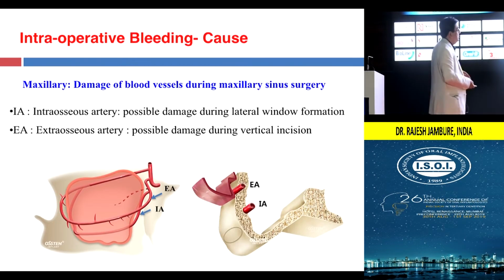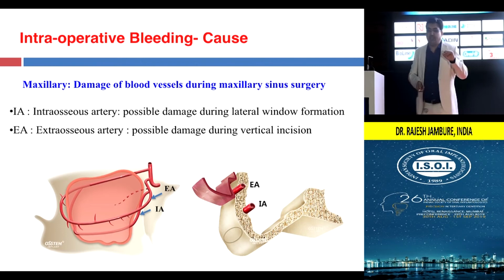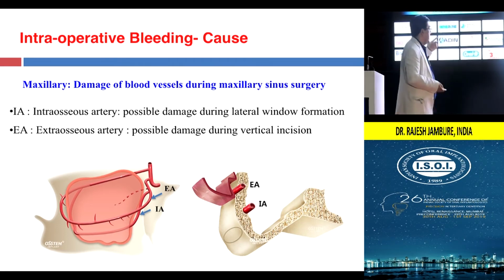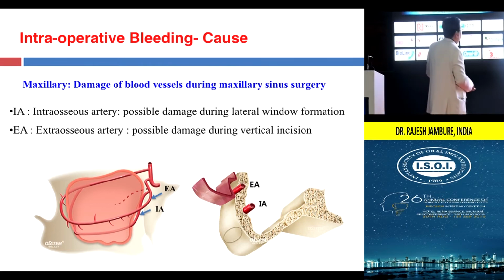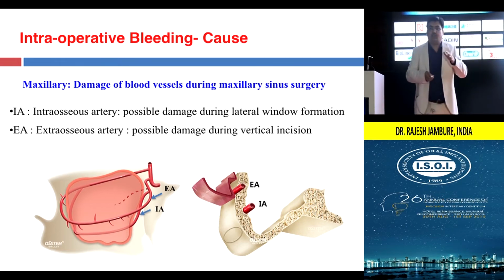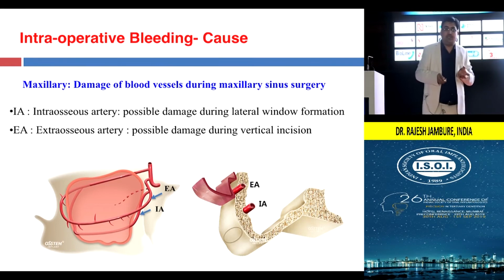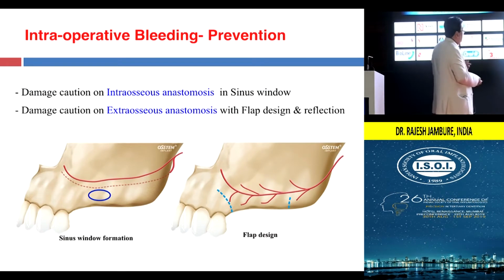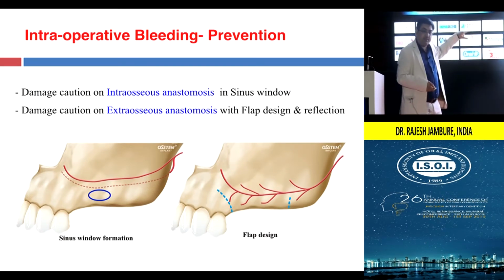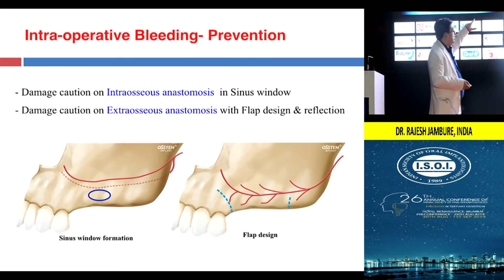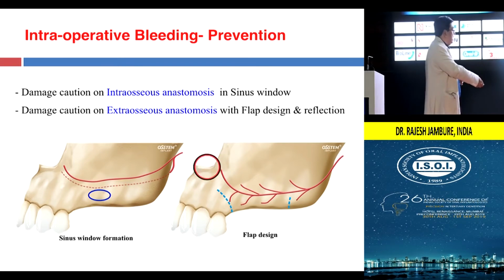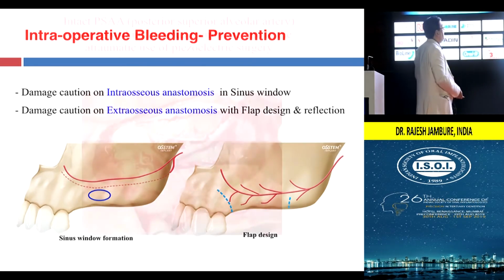Another thing considered in the lateral approach, the most risky part, is the artery, which has an intraosseous and an extraosseous component, because we know there is anastomosis between the infraorbital and posterior superior alveolar arteries. So while selecting the lateral approach and preparing the window, you must take care of that artery passing there. Even when you reflect the flap and give a releasing incision, the extraosseous part can get damaged, and we must take care of that.